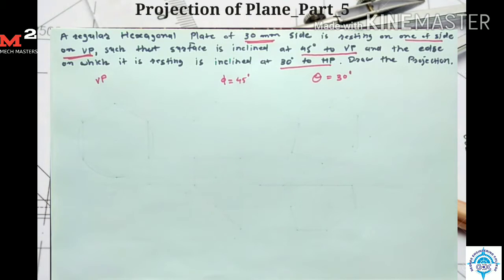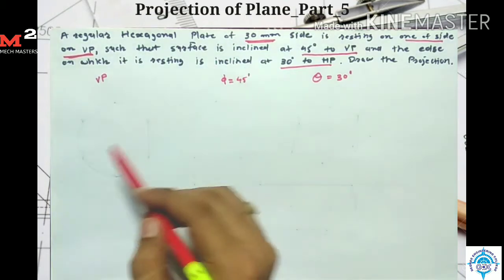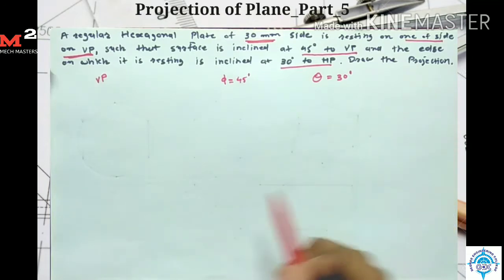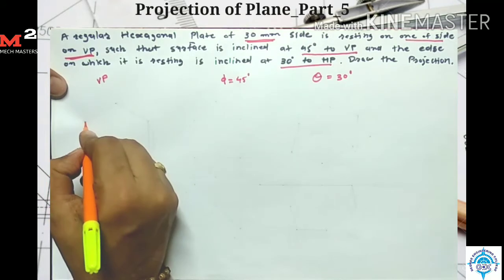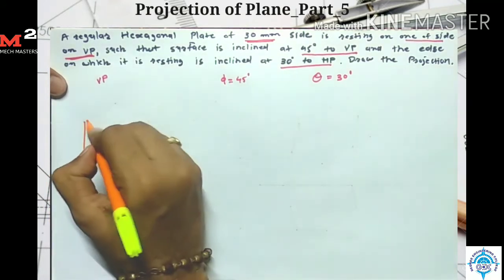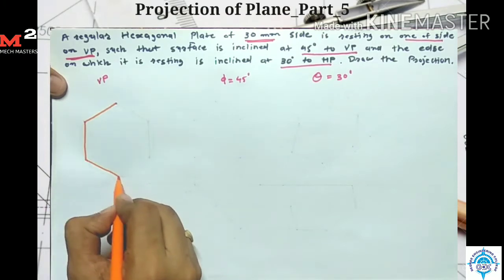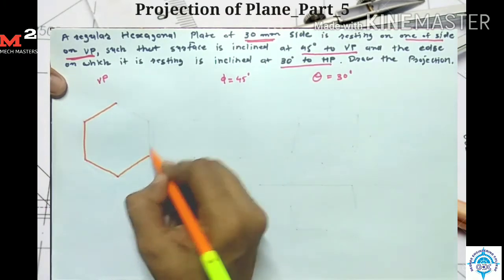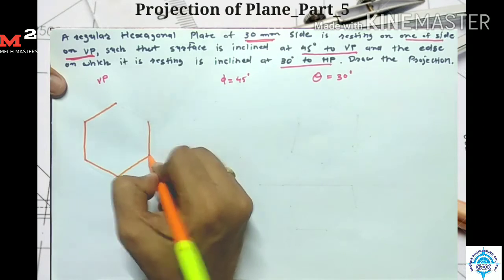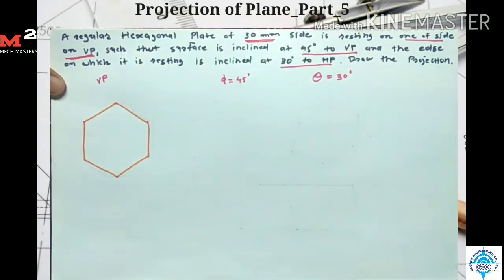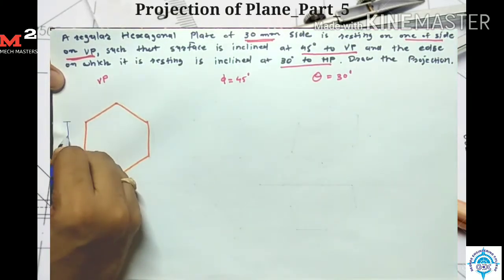So here first we draw the hexagon on the vertical plane, and the hexagon is resting on a side. So I draw the side here on the left hand side and draw the hexagon of 30 mm side. I explained the method of drawing the hexagon in the third lecture. This side is 30 mm.